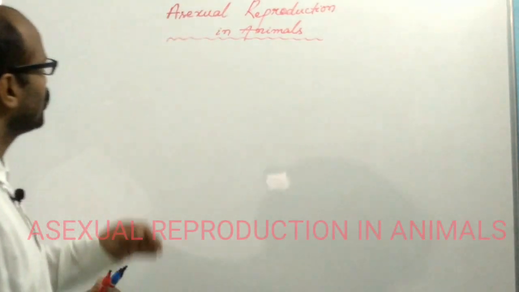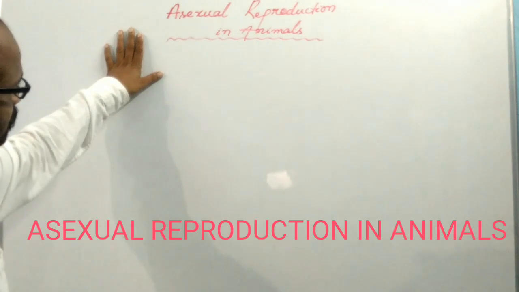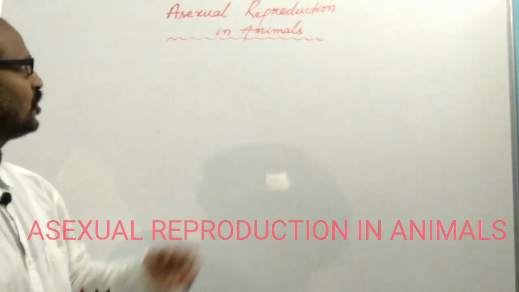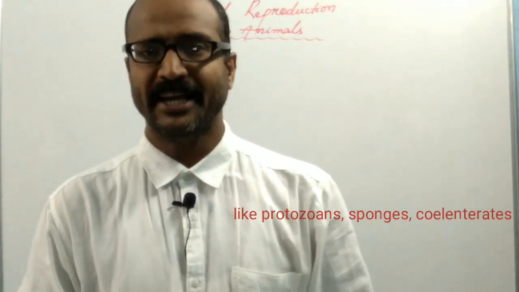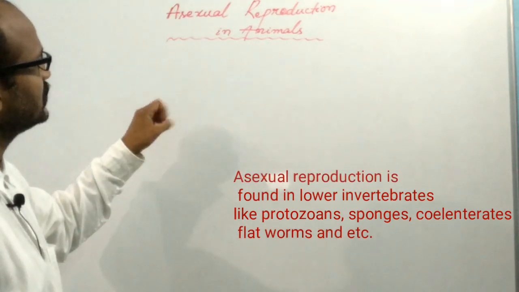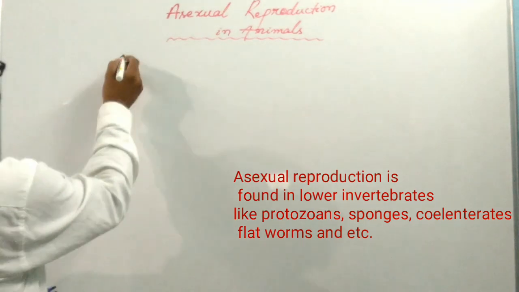In this session, I will talk about asexual reproduction in animals. Especially, I will talk about different types of asexual reproduction found in animals. As you all know, in asexual reproduction, there is no involvement of sex cells.